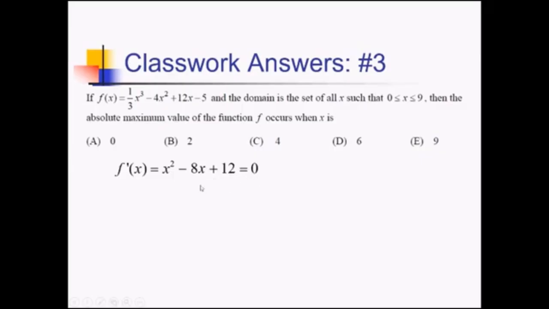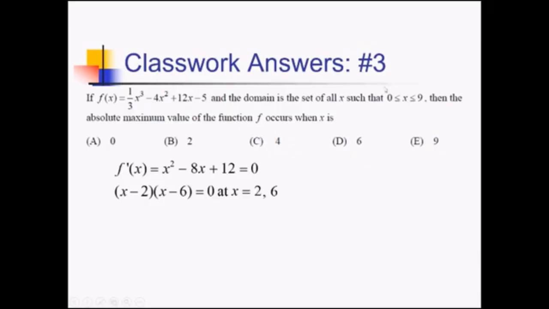I can factor this. Two things that multiply to 12 and add up to negative 8 would be x minus 2 and x minus 6. So that means x equals positive 2 and positive 6 will also be candidates. These are all our candidates: the 2, the 6, 0, 9. 4 is not a candidate. So we can eliminate choice C right off the bat. It's not on our list of numbers to try.